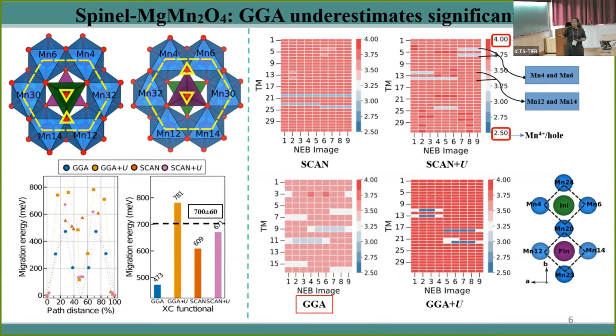But if we take a look at GGA, it does not show any kind of meaningful electron hopping changes, as can be seen here. Also, the ground state configuration predicted by GGA in the case of MgMn2O4 is cubic spinel, and what is expected is a tetragonal spinel. This essentially means that GGA is not predicting the underlying electronic structures properly. So in this particular case of a semiconductor material like MgMn2O4, SCAN, SCAN+U, and GGA+U tend to perform better.